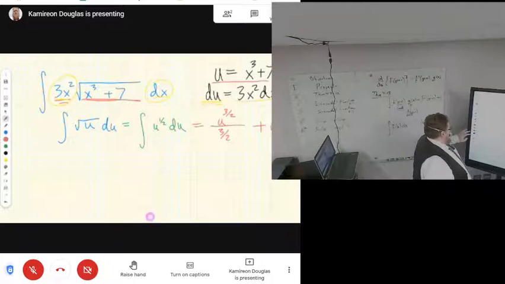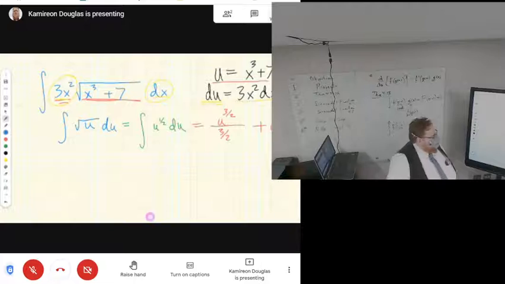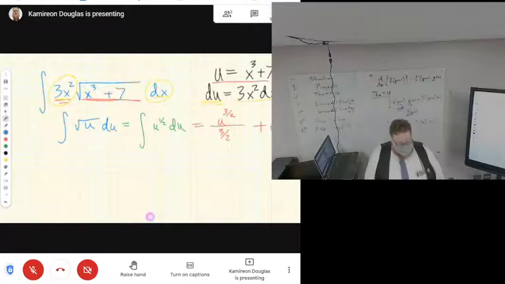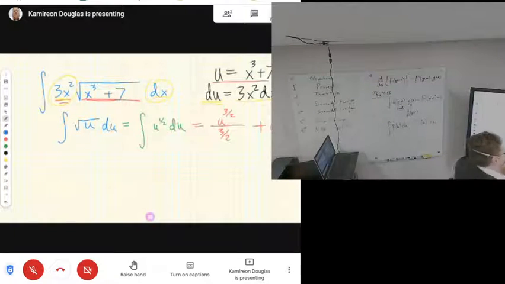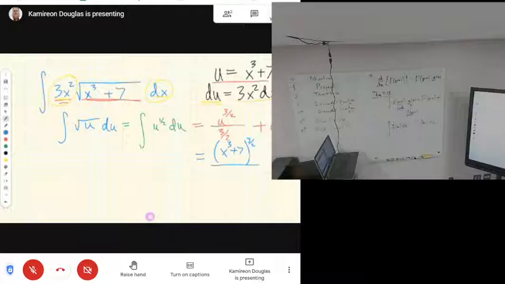Last thing, if I started my function in terms of u, I should end my function in terms of u. So, x cubed plus 7 to the 3 halves, plus c.